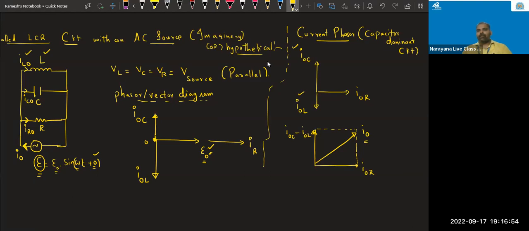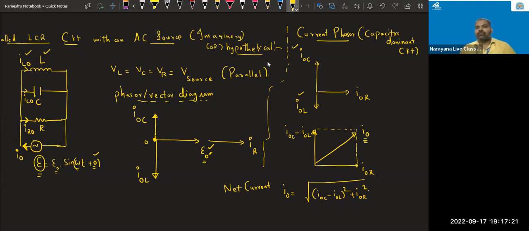Kindly tell me the net current in this one. I0 is equal to how much? Under root of opposite side whole square plus adjacent side whole square. So, I0C minus I0L whole square plus I0R whole square. This is the net current.